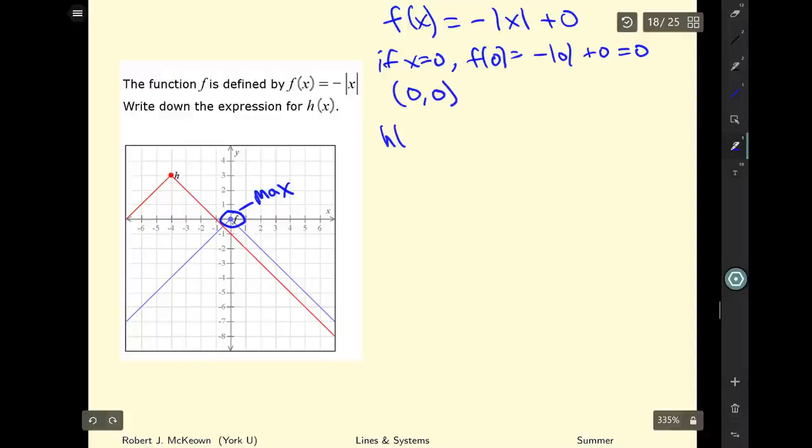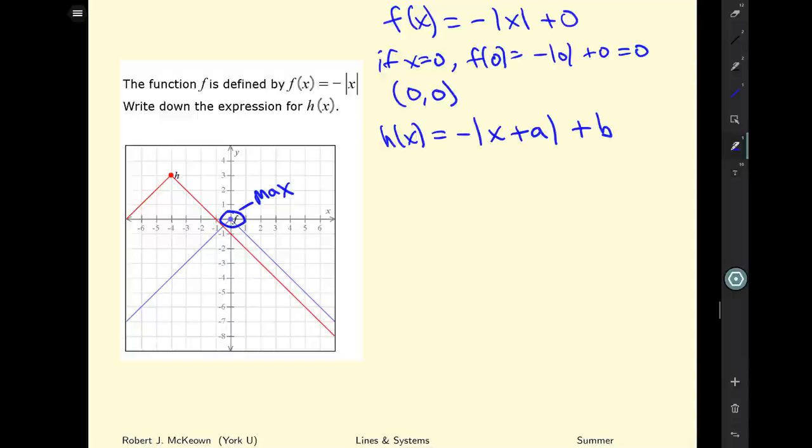Now we want an equation for h of x, and it's going to look something like this. Well, I'll write it very generally, or maybe I'll write it as negative the absolute value of x plus a, some unknown variable a, plus b. And so we want to essentially solve for a and b. Remember that a is going to move the function left and right, and b is going to move the function up and down.